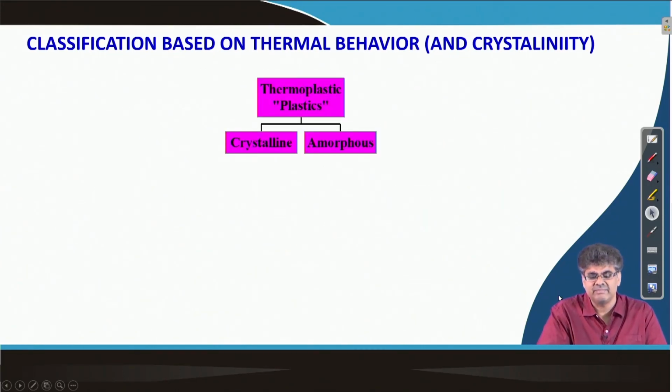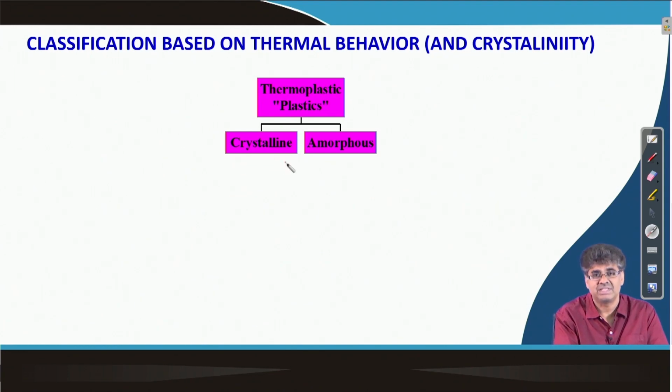Now, thermoplastics can be either crystalline or amorphous, depending upon the crystallinity. In this case, crystallinity means it is not 100% crystalline, as we will see now, because we cannot make a 100% crystalline polymer. So it is kind of semi crystalline. What it means is that a crystalline polymer is a semi crystalline material.